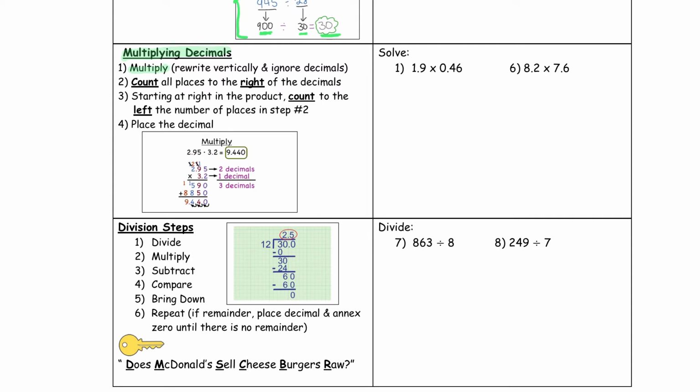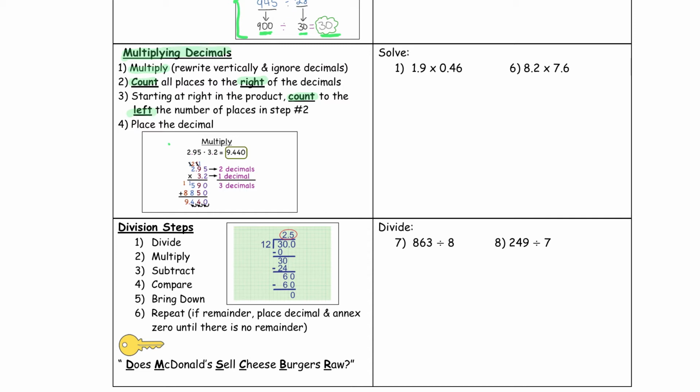We write them up and down. We count all the places to the right of the decimals, and then starting at the right in the product, we count back to the left the number of places in step 2, and finally we place the decimal. Now, one thing to remember is you need to know your right from your left if you're multiplying decimals.